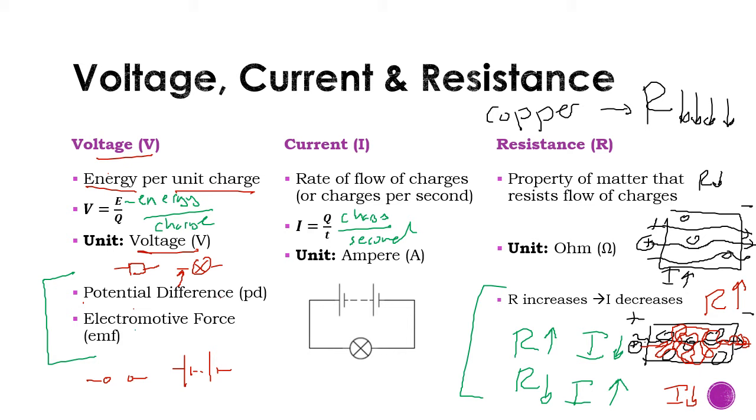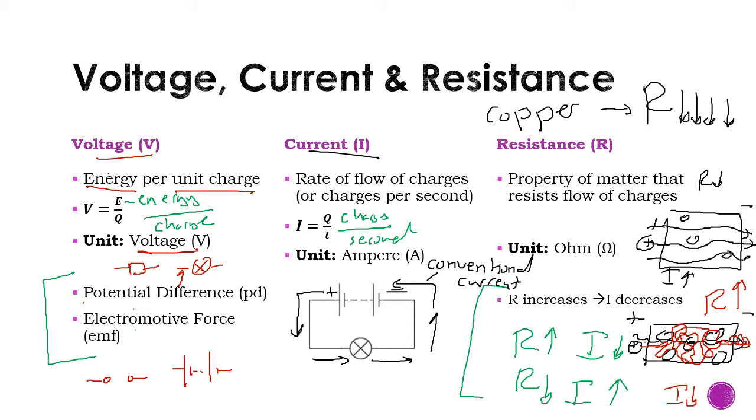Excellent. A final point I want to add. The current, that rate of flow, has a direction. The direction of the current is always from positive to negative. If I ask you what's the direction of the current, it's always from positive to negative. But this is what we call the conventional current. The direction of the normal current that we agreed on.